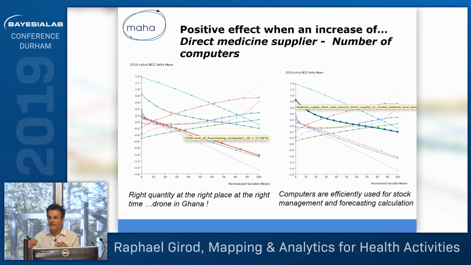And another type of example is the direct medicine supplier. If you can very easily and quickly order new vaccine because you have this type of relationship with your supplier, it applies to the medicine, but I just extrapolate into the vaccine field. You better manage your stock and you avoid any stock out. And just for the anecdote, in the case of Ghana, just to have the right quantity at the right place at the right location, they are using drones, but it is a test so far.